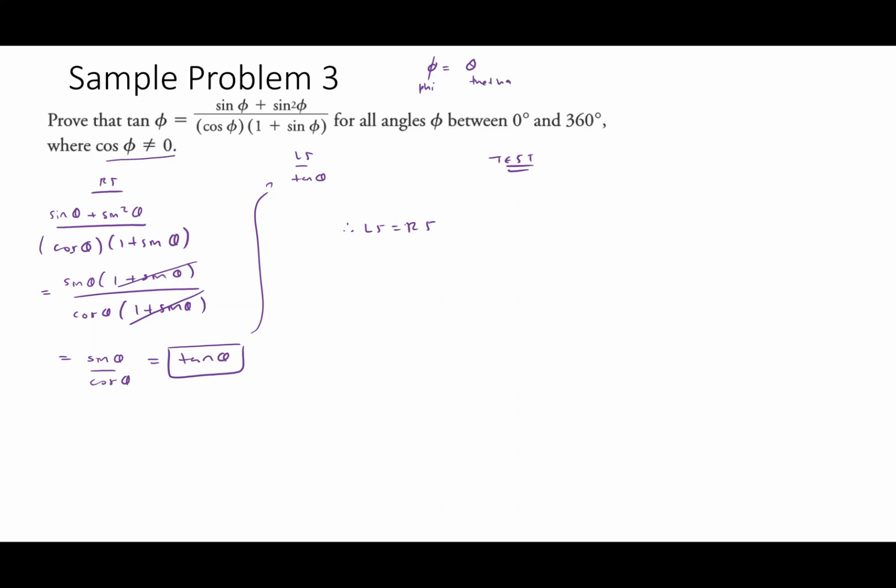Unless the question asks you specifically to test a value, if you are going to test a value, let's test a special angle. Now you also have to note restrictions of the expression of the identity that you're testing. Like in this case, I wouldn't test pi over 2 or 3 pi over 2, because tan pi over 2 and tan 3 pi over 2 don't exist, and also pi over 2 and 3 pi over 2 would make the right side's denominator 0, which would be undefined. So I wouldn't test those values. Let's test pi over 6.